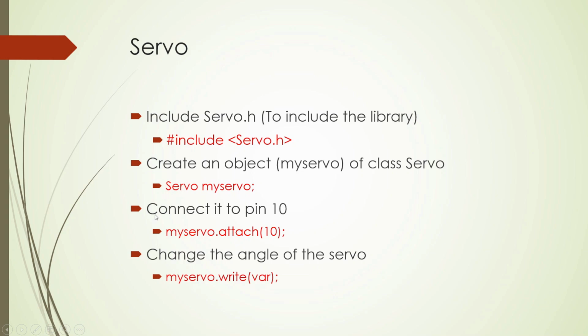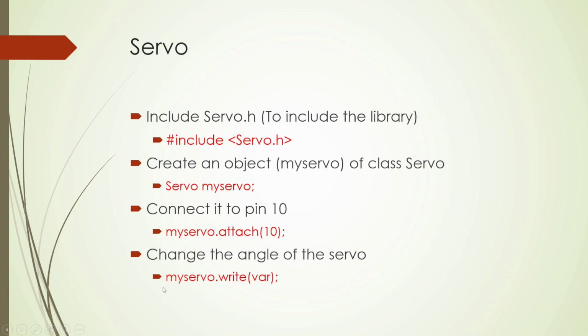And we connect it to pin number 10. How do we connect it to pin number 10? The object created was myServo. You could have created it as ABCD, whatever you want to name it. Whatever you have created, you say dot attach 10. So I've created myServo, so I'll say myServo.attach(10). This means it is now going to connect your servo through the software to pin number 10.